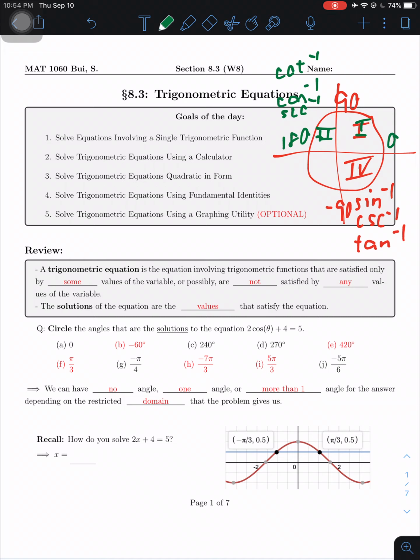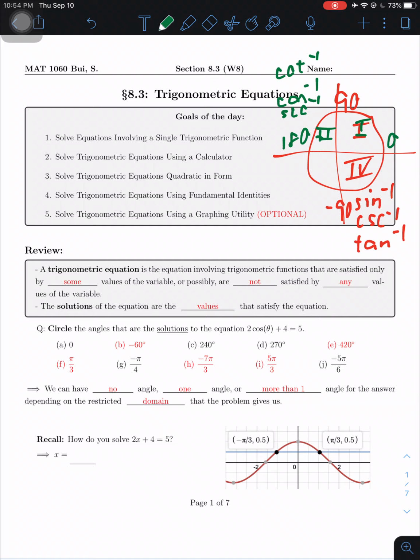Now let's talk about 8.3, trig equations. Okay, so just some definitions. A trig equation is an equation involving trig functions, pretty much the same thing, that is satisfied only by some values of the variable, or possibly is not satisfied by any values of the variable. So the solution could be more than one, it could be one, or it could be none. Just keep in mind that the solution can fail to exist, and that's okay in this trig class.